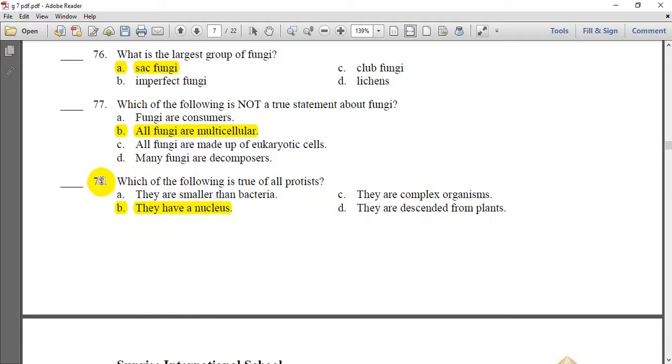So we stopped at question 78. In the next video we will complete solving the revision sheets.